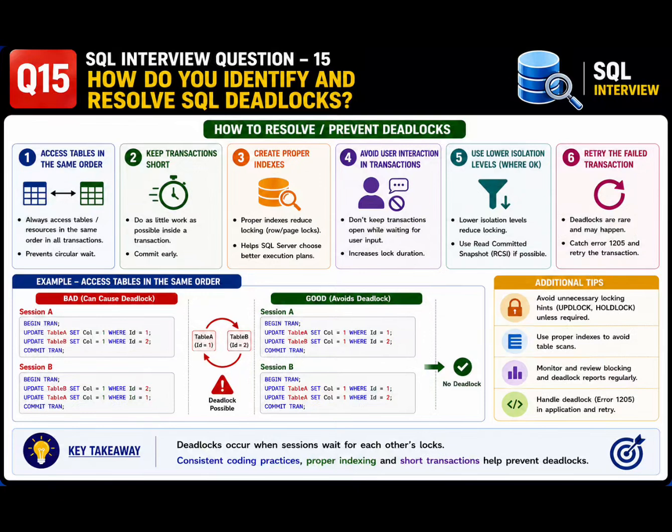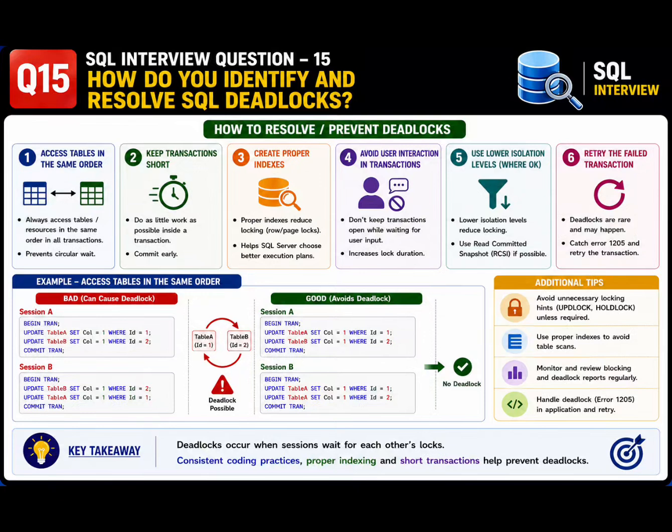Then the last one, the sixth one is, retry the failed transaction. So deadlocks can still happen occasionally. So applications should catch error 1205, that is 1205, and retry the transaction automatically. So this is a common best practice in production systems. Then the real time tips, interview answer.